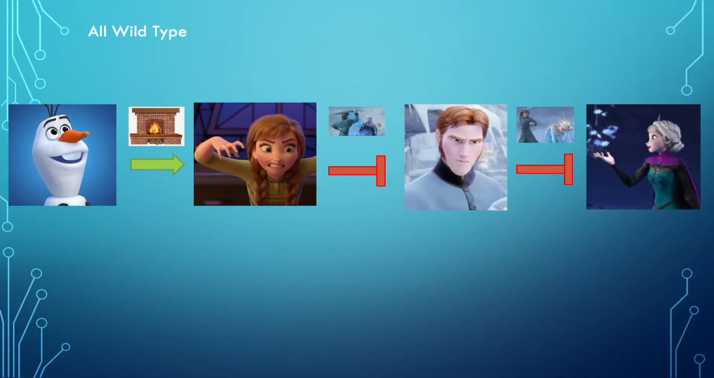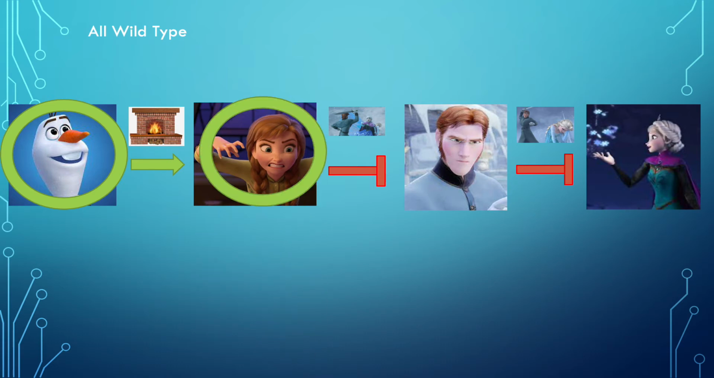So let's follow the path and see what the end phenotype is when everyone is wild type, meaning there are no mutations and everyone is functioning as they should. Olaf is available to activate Anna by pulling her to the fire. This allows her to warm up and live a little longer since she is dying from ice in her heart.